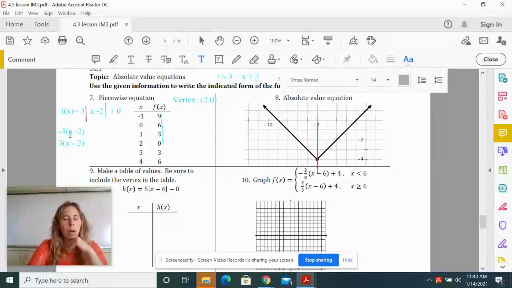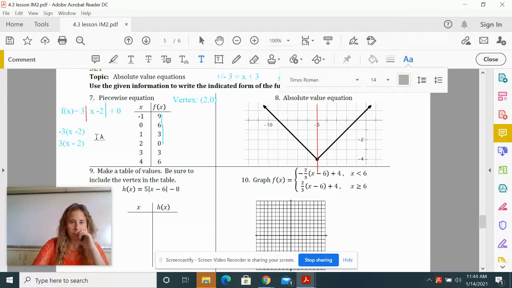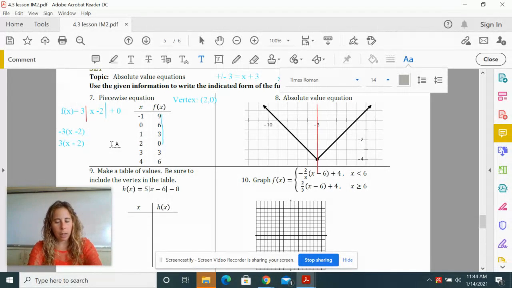So for this one, the domain, when is the slope -3? When is the slope -3? It's -3 until you hit 2, until you hit your vertex, and then it becomes positive. Okay, so you can just write this is true when x is less than or equal to 2.